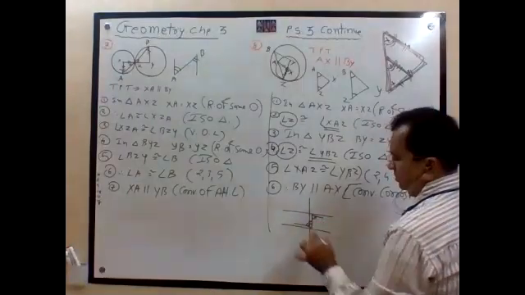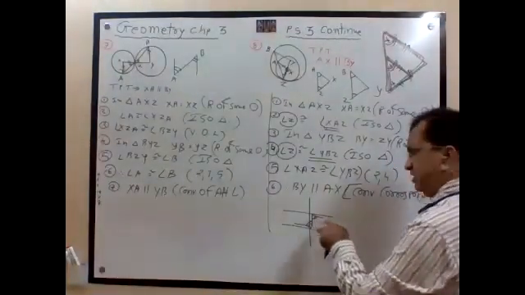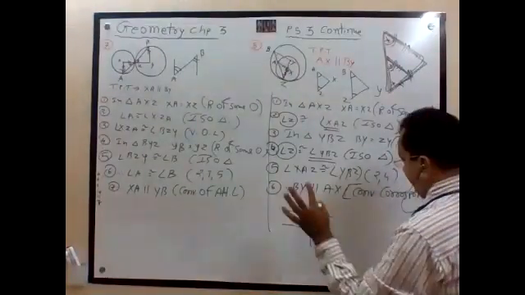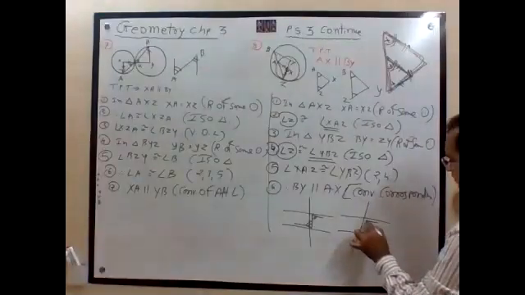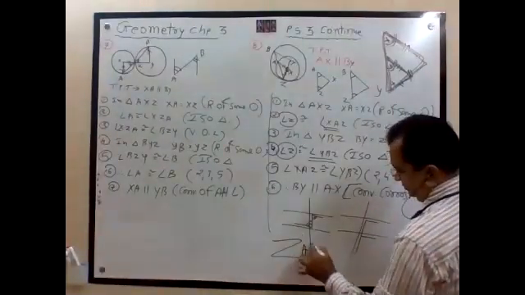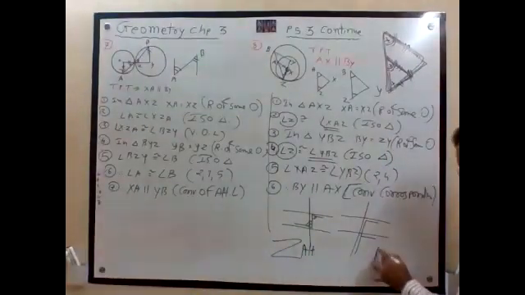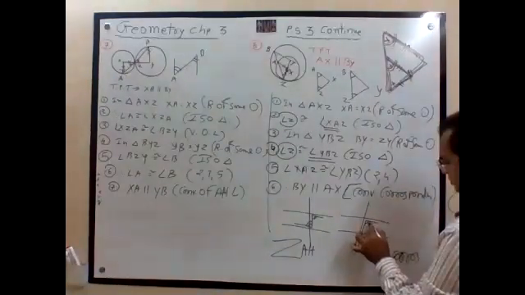So these two are equal. If parallel, these two are equal. If these two are equal, it is parallel. Exactly same. For F, Z means alternate. This is F. Corresponding, this and these are equal.